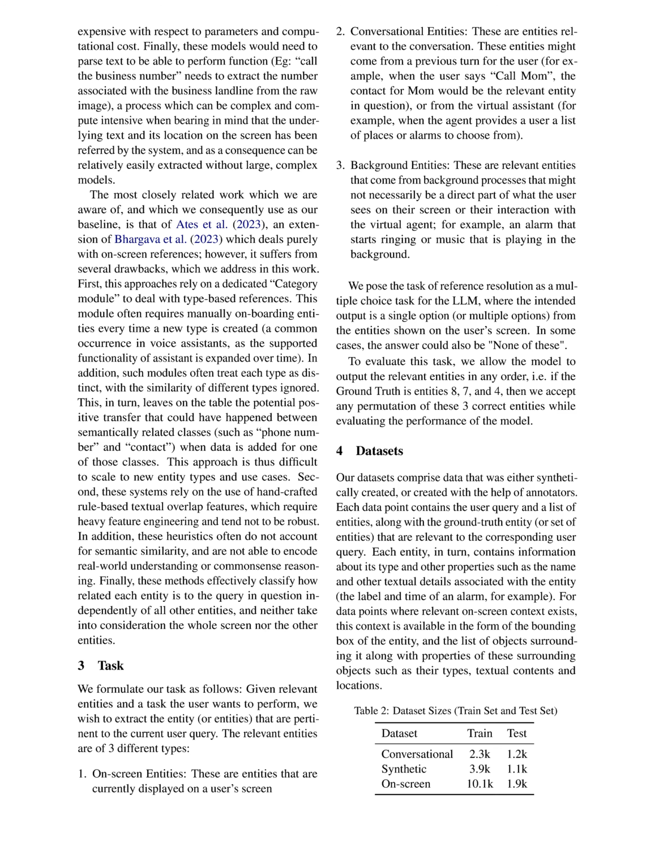The 3 different types of relevant entities mentioned in the task formulation are on-screen entities, conversational entities, and background entities. On-screen entities are entities that are currently displayed on a user's screen. Conversational entities are entities relevant to the conversation, which can come from a previous turn for the user or from the virtual assistant. Background entities are relevant entities that come from background processes that may not be directly visible on the screen or part of the user's interaction with the virtual agent.